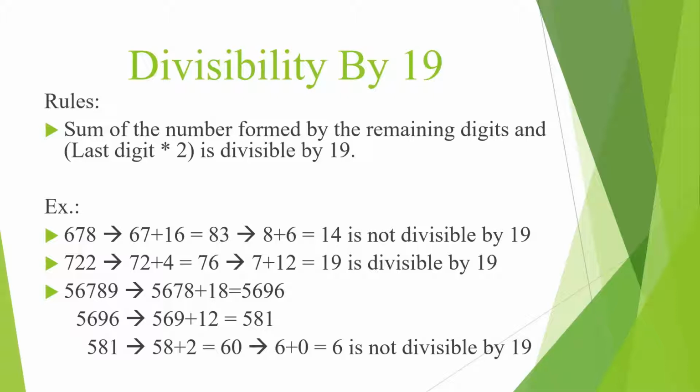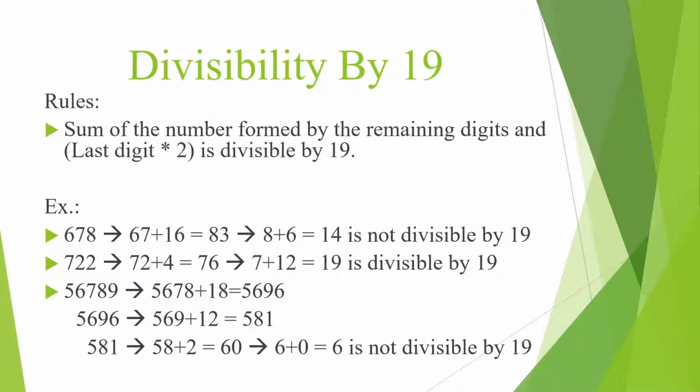Let us consider another example, 722. Ignore the last digit, we will get 72 plus last digit into 2, which is nothing but 2 into 2, which is equal to 4. 72 plus 4 equal to 76. Let us reduce it further. Ignore the last digit, we will get 7 plus last digit into 2. 6 into 2 equal to 12. 7 plus 12 equal to 19. 19 is divisible by 19. So the number 722 is also divisible by 19.